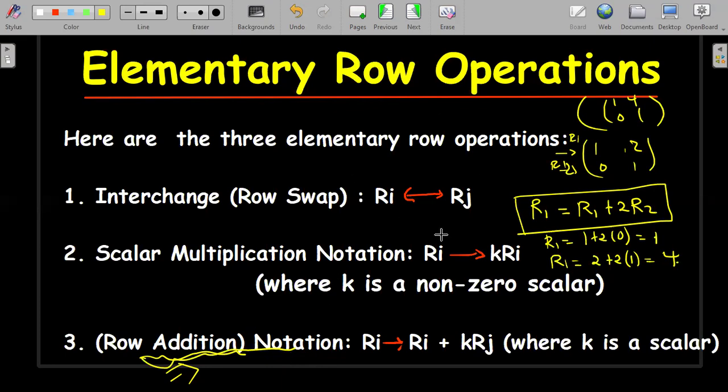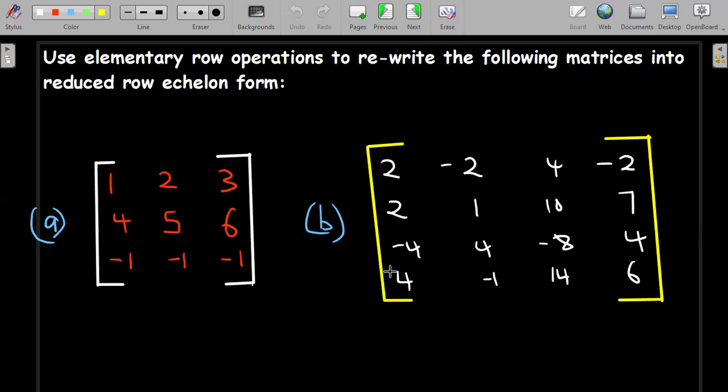Right, so we are going to use these now to change some of the given matrices into reduced echelon form, or just the row echelon form. All right, so I'll use some questions from your tutorial sheet, and then the others you can try out.